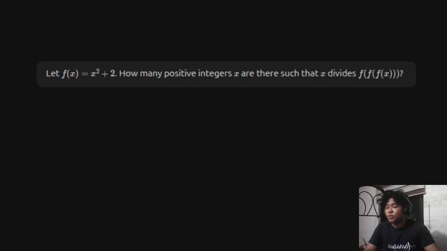Here's my challenge for you, the viewer. Let f of x be equal to x squared plus 2. How many positive integers x are there such that x divides f of x?